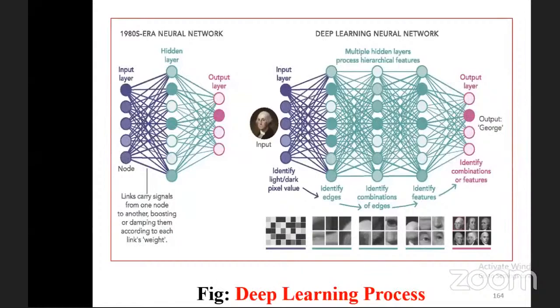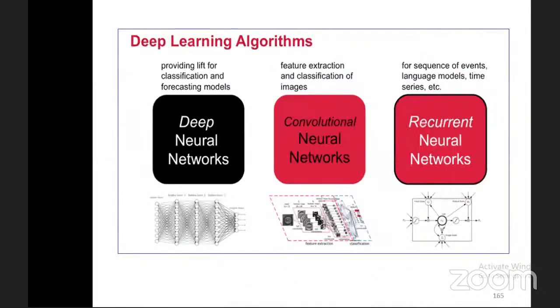John McCarthy and Ivankomenko introduced the deep learning concept. It identifies pixel values, identifies edges, identifies combinations in order to build a face recognition application, identifies features, and then finally we get the output. These are the popular algorithms: DNN, CNN, RNN.